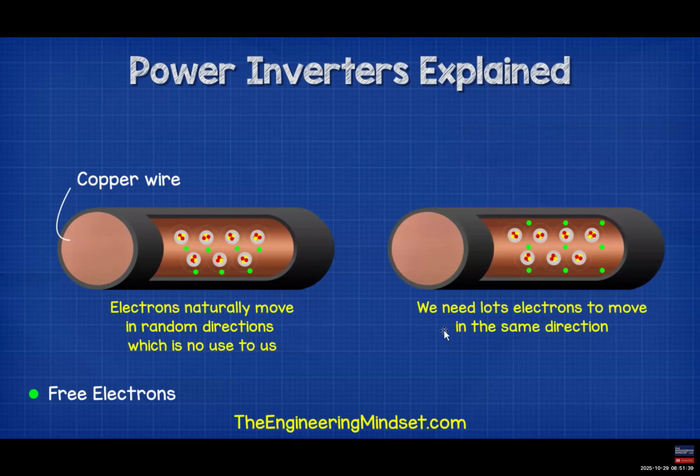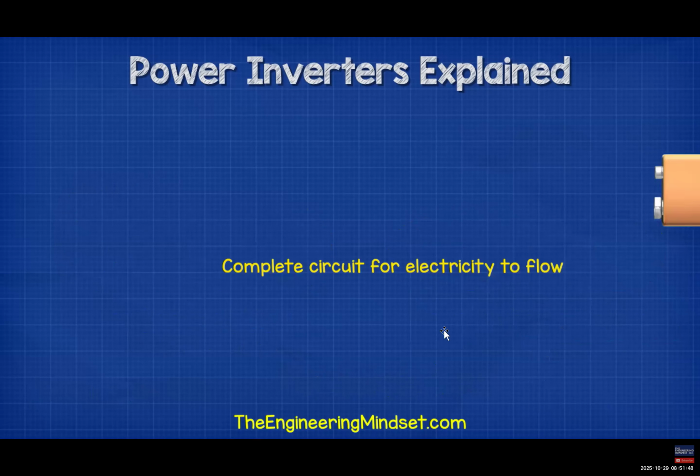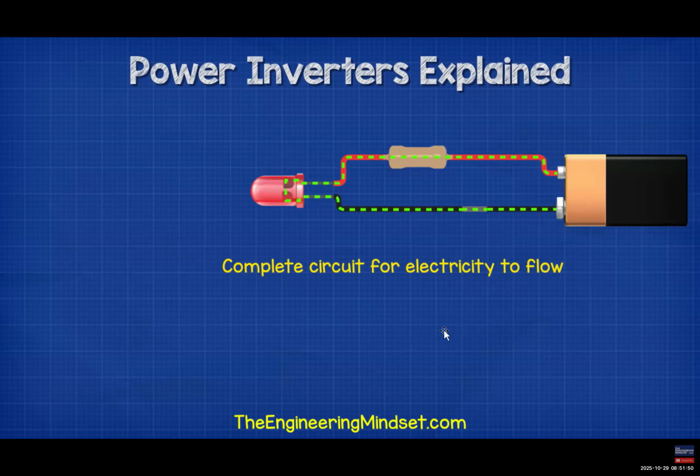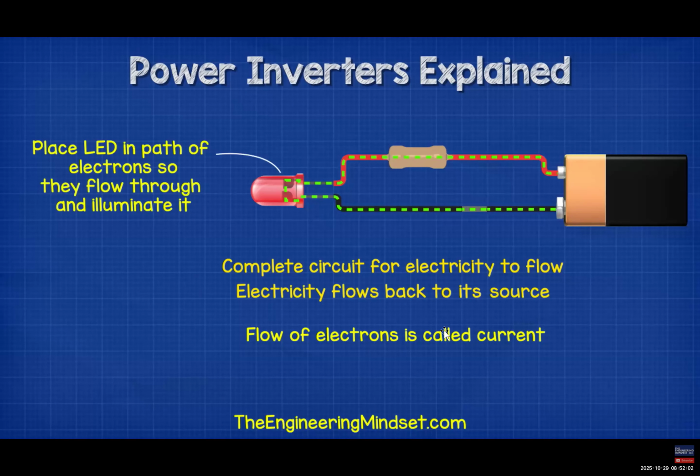We need lots of electrons to move in the same direction, and we do that by applying a voltage difference across the wire. The voltage is like pressure and will push the electrons. When we connect a wire to the positive and the negative terminals of a battery, we complete the circuit and electrons begin to flow. We call this flow of electrons current. The electrons always try to get back to their source. So if we place things such as lamps in the path of the electrons, they will have to pass through this, and they will therefore do work for us, such as illuminating this lamp.